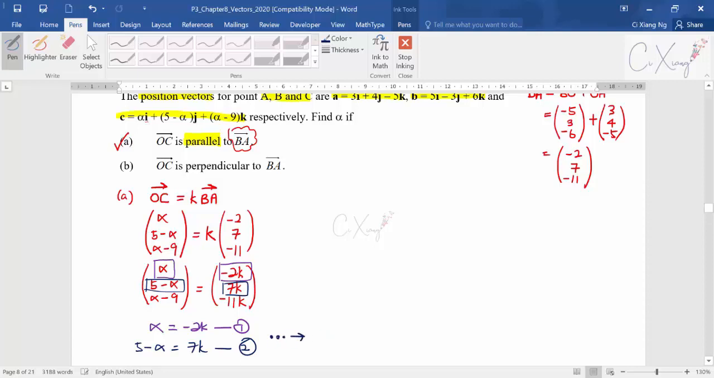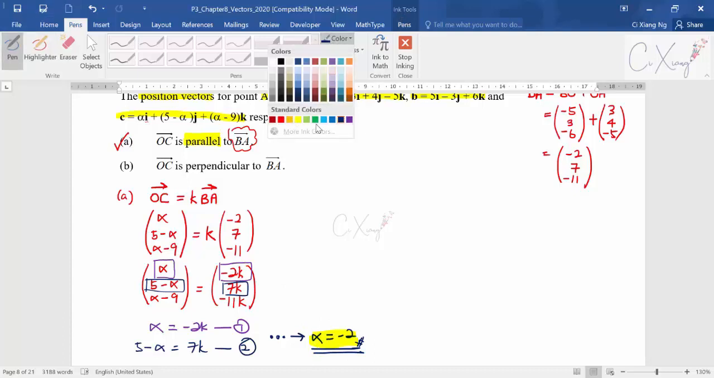Eventually, the alpha that you get should be equal to negative 2, if I'm not mistaken. Yeah, negative 2. Okay, but of course, in your solution, don't just put dot, dot, dot. I want you to complete the steps and then get the final answer, which is alpha equals negative 2. So this is how you solve it.